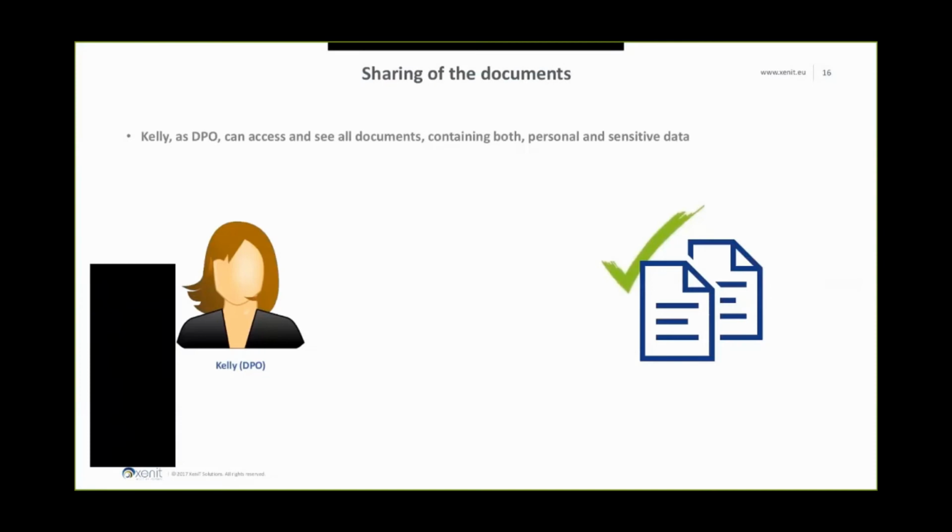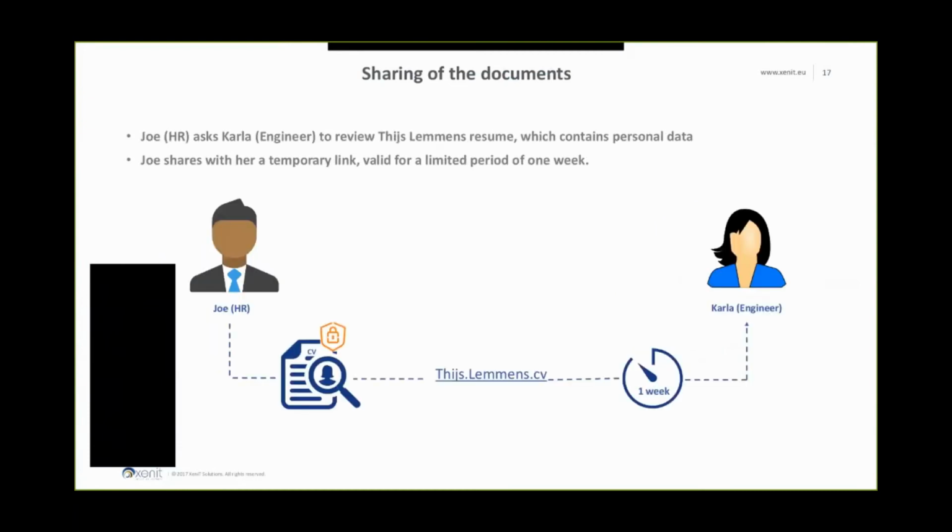What we can show now is Kelly can see everything. But Joe, for example, from HR, he can see personal documents. Let's say Joe wants to ask Carla, an engineer, to review a resume of Thijs Levens, which contains personal data and is therefore protected. Then he needs to use a share link because Carla cannot see the document as an engineer. What Joe can do is share a temporary link, only limited, valid for a period of 1 week. And that way Carla will be able to see the document anyway.